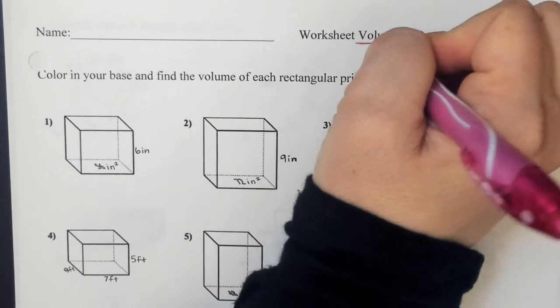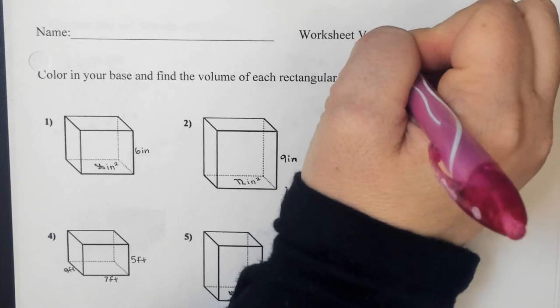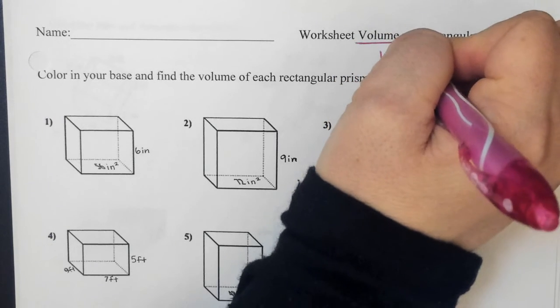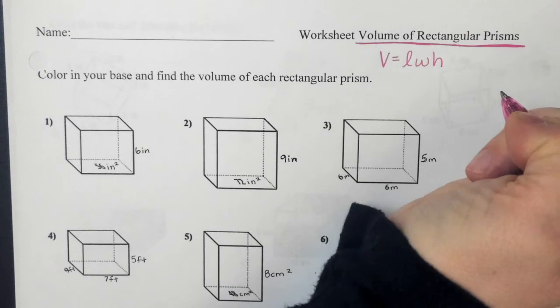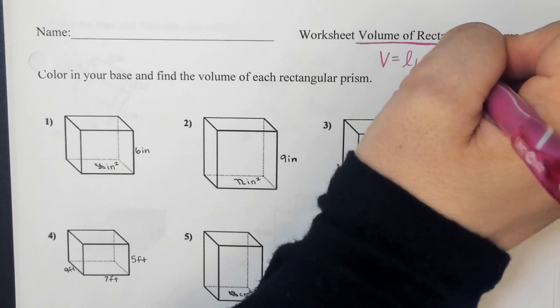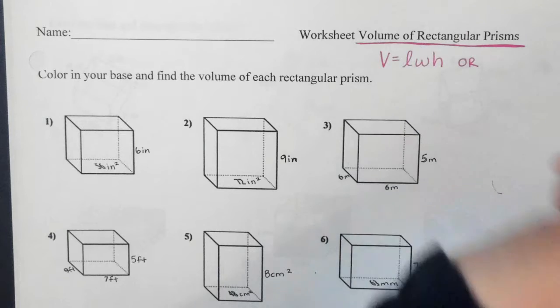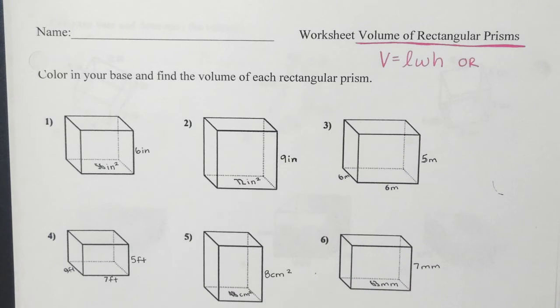Peyton? V equals length times width times height. Okay. Now that's the one that we use. Or I also gave you another one. I said this is the one you're going to use in 8th grade.